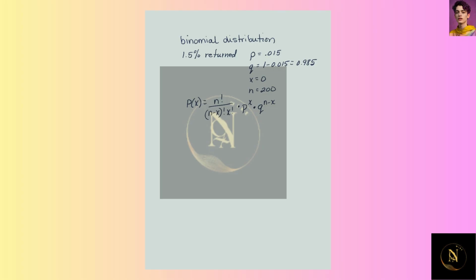And from here, we're just filling in the values that we've already identified. So again, we're looking for the probability that 0 are returned out of a sample size of 200. So we have 200 factorial over 200 minus 0 factorial times 0 factorial, times 0.015 to the 0 power, times 0.985 to the 200 minus 0 power.